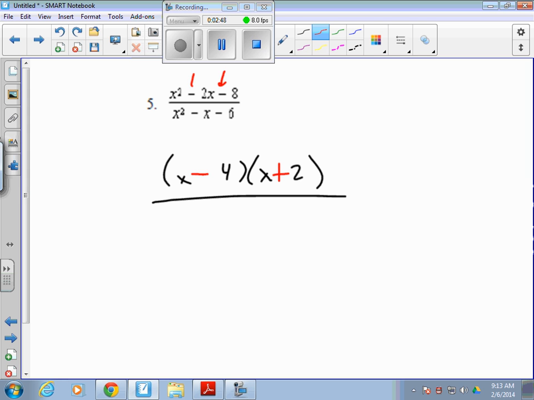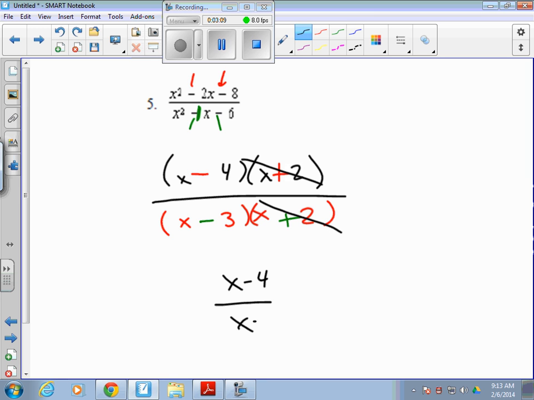So right there, factor the bottom out, x times x. What factors of 6 are going to get you to 1? The factors of 6 that are going to get you to 1 are 3 and 2. It's 1 because the b value is 1 here. Opposite signs, larger one's negative. Again, you can see what they have in common, plus 2. So x minus 4 over x minus 3.